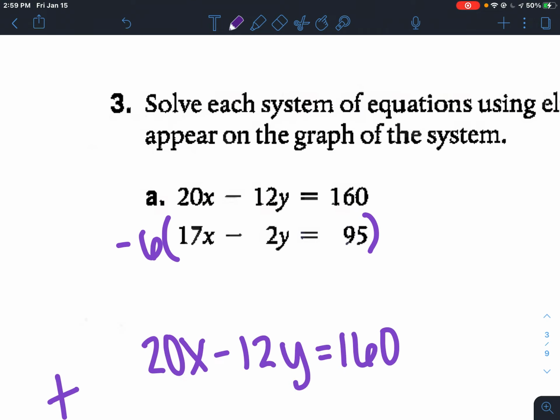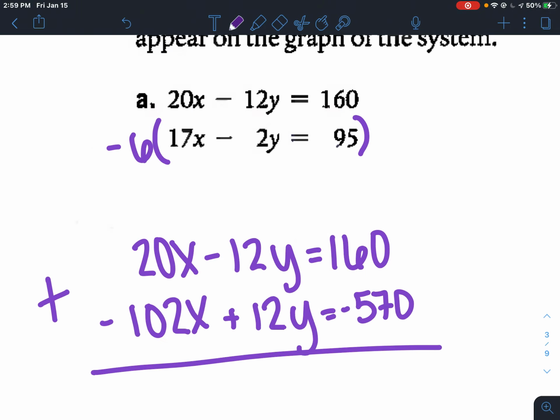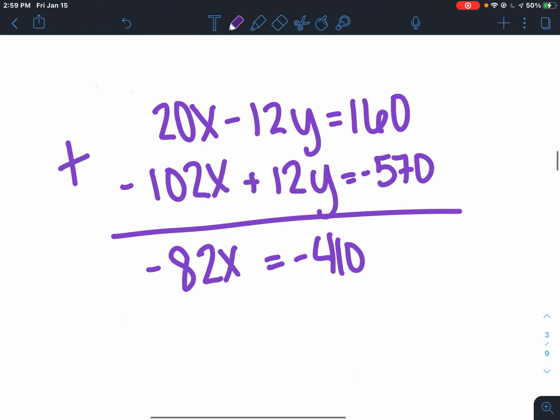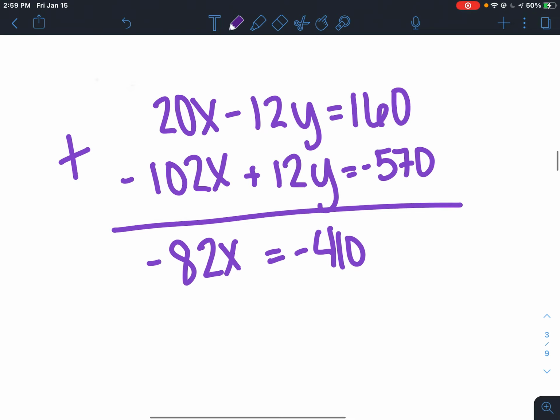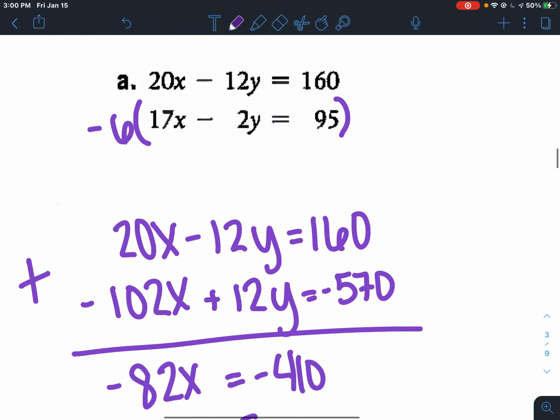So I'll rewrite the first equation, nothing changed there, and then I'll distribute that -6, and I do get some pretty big numbers, but hopefully they go away in the end. Okay, so the -12y plus 12y is going to go away, leaving me with -82x equals -410. Divide by -82, and x equals 5. Nice small number to work with. Okay, take that x value and plug it back into one of the equations up above.